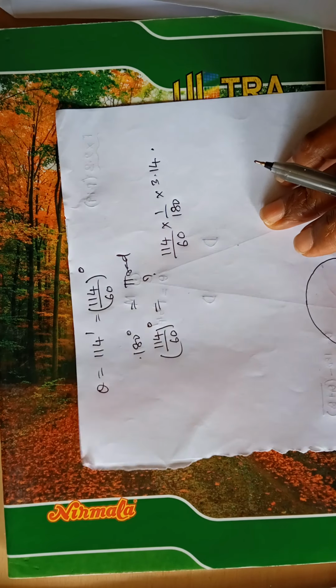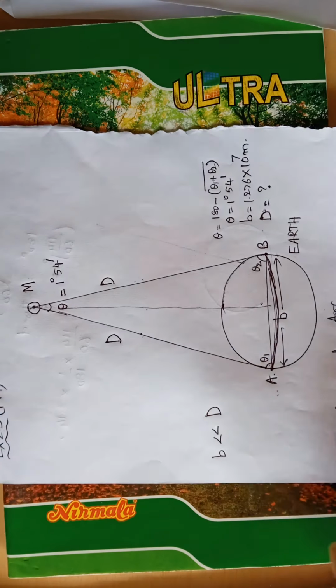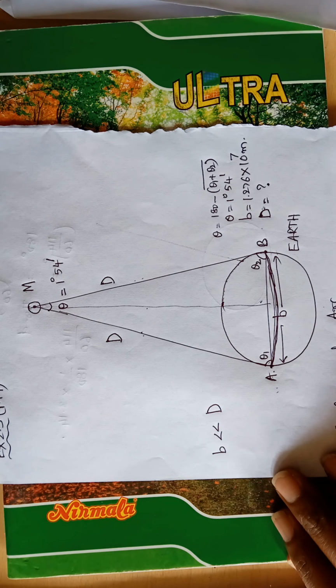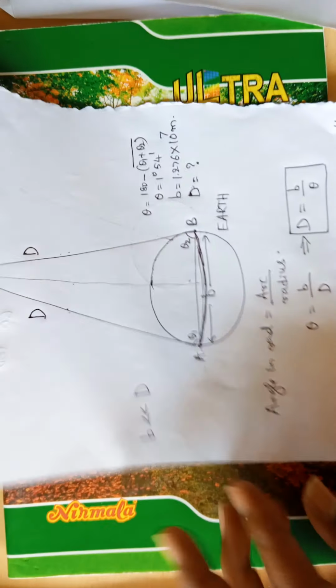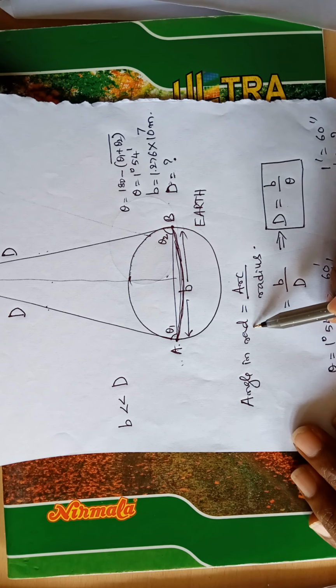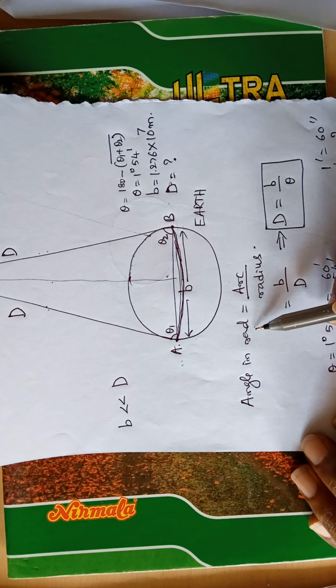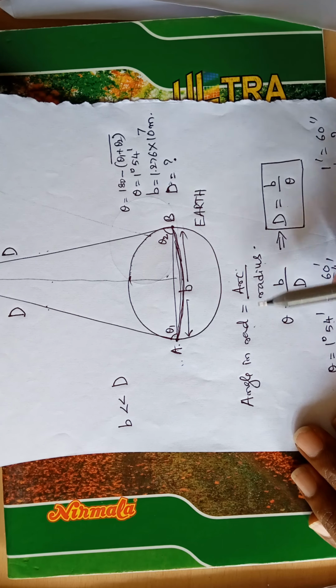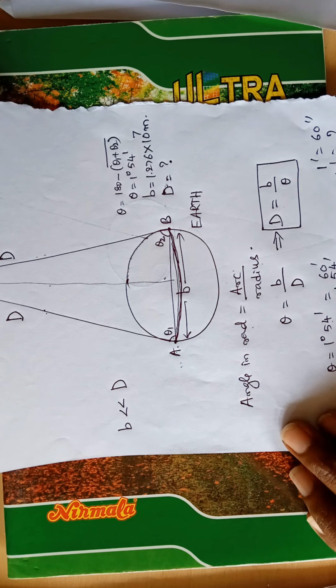Okay, now we could find the distance of the moon making use of the simple definition of radian. Angle in radian is defined as the ratio between arc length and radius length. So making use of this simple equation, you could find the distance of the moon.